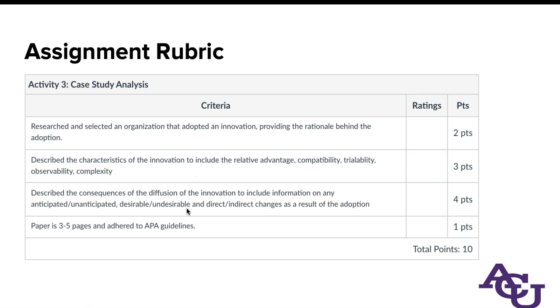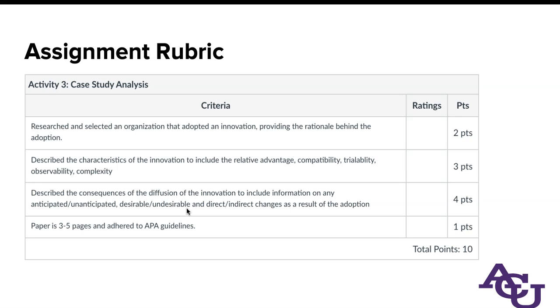All right. Now, if we look at the rubric, we see that the grading reflects pretty much the things that we were just looking at. So you need to research and select an organization that's adopted an innovation and give a clear rationale. All right, that's 20% of the grade. 30% is describing the characteristics of the innovation and why it was suitable here, and specific things we see: relative advantage, compatibility, trialability, observability, complexity.